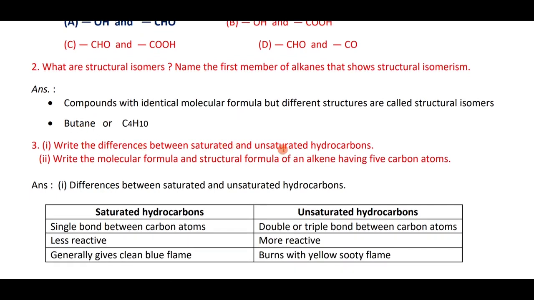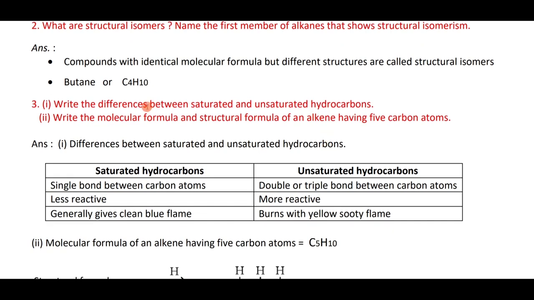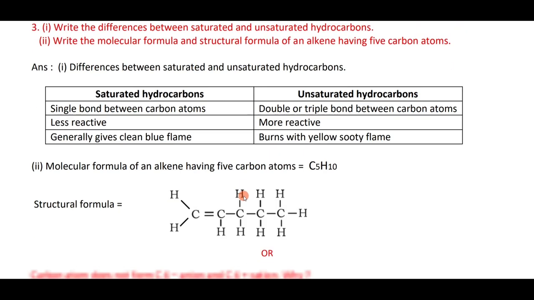Write the difference between saturated and unsaturated hydrocarbons. Write the molecular formula and structural formula of an alkane having 5 carbon atoms. Saturated hydrocarbons have single bonds between the carbon atoms. Unsaturated have double or triple bonds between the carbon atoms. Saturated hydrocarbons are less reactive. Unsaturated hydrocarbons are more reactive. Saturated generally gives a blue flame. Unsaturated burns with a yellow sooty flame.